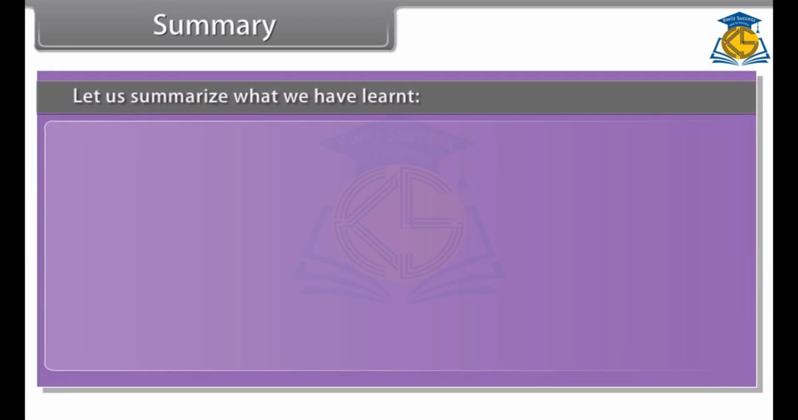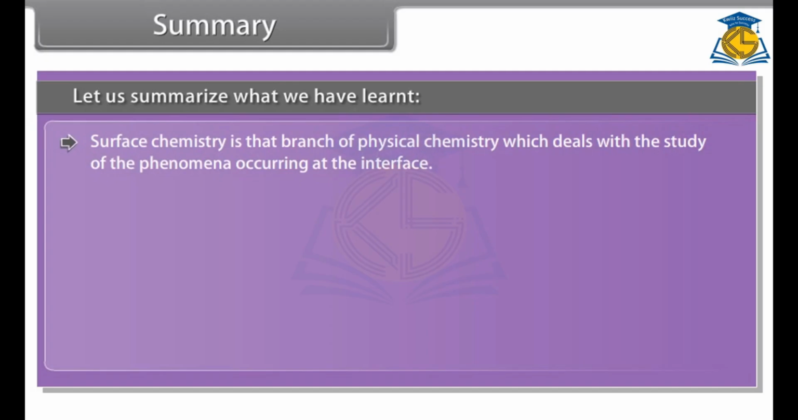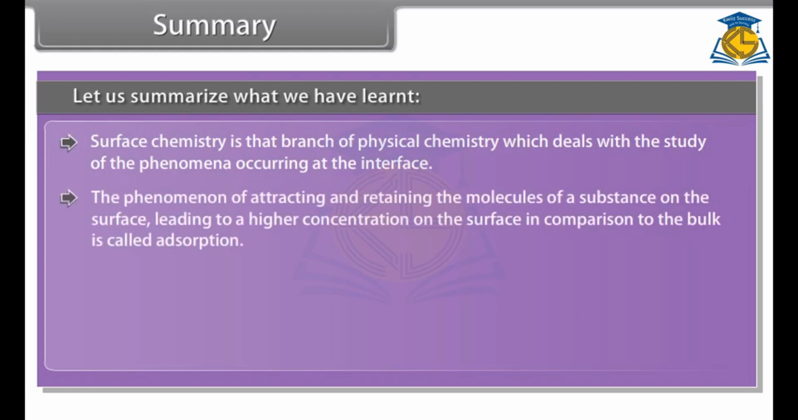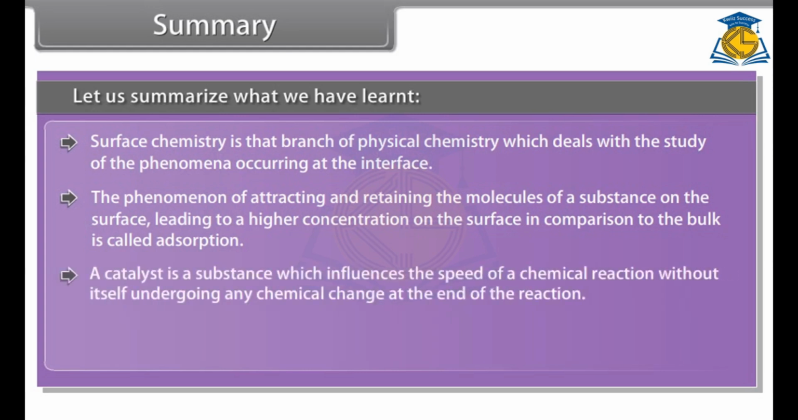Summary. Let us summarize what we have learnt. Surface chemistry is that branch of physical chemistry which deals with the study of the phenomena occurring at the interface. The phenomenon of attracting and retaining the molecules of a substance on the surface, leading to a higher concentration on the surface in comparison to the bulk, is called adsorption. A catalyst is a substance which influences the speed of a chemical reaction without itself undergoing any chemical change at the end of the reaction.